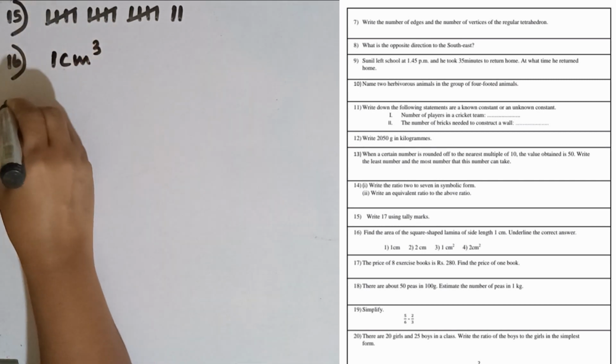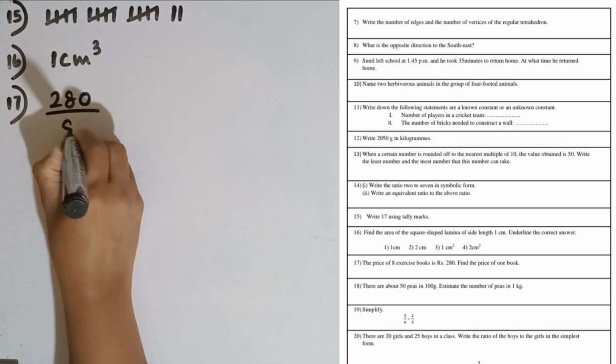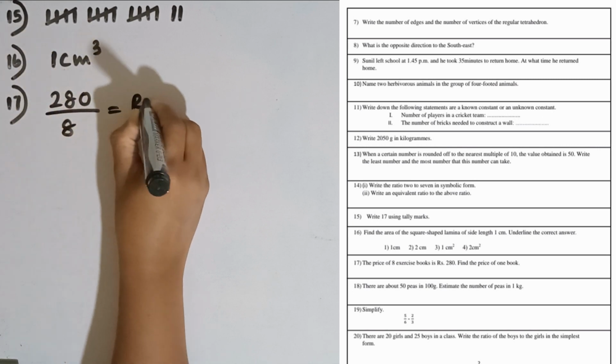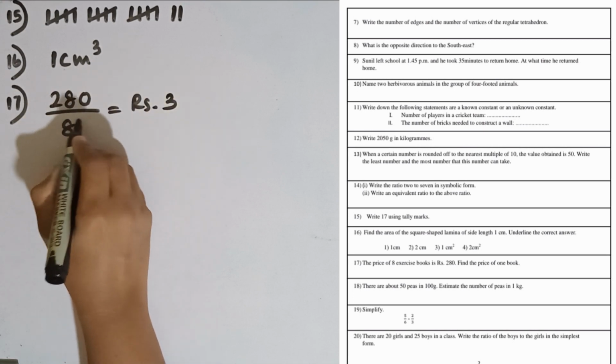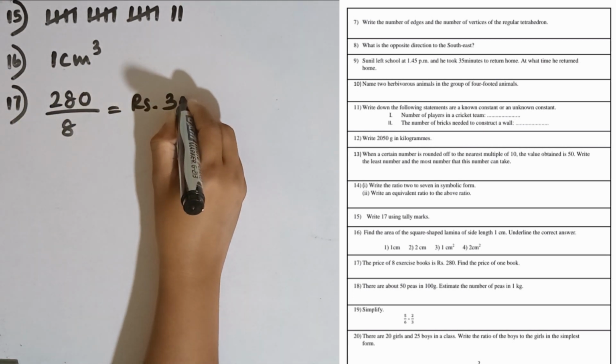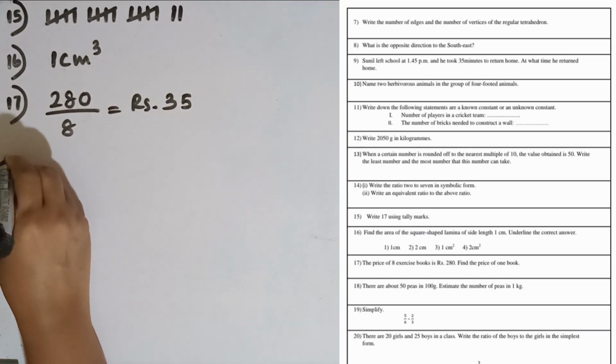Question number 17. The price of 8 exercise books is 280 rupees. Find the price of one book. We have to divide 280 by 8. 8 times 3, 24. Now 4 is remaining. 48, 8 times 5. The price of one book is 35 rupees.